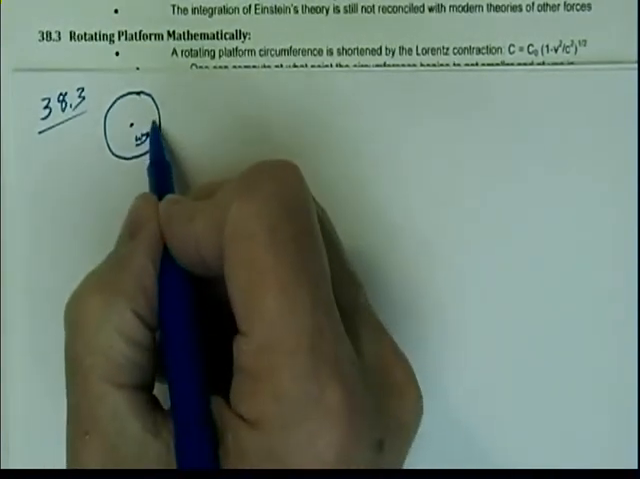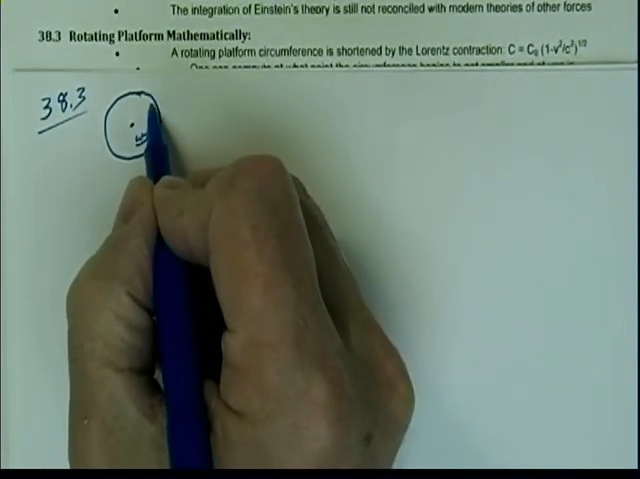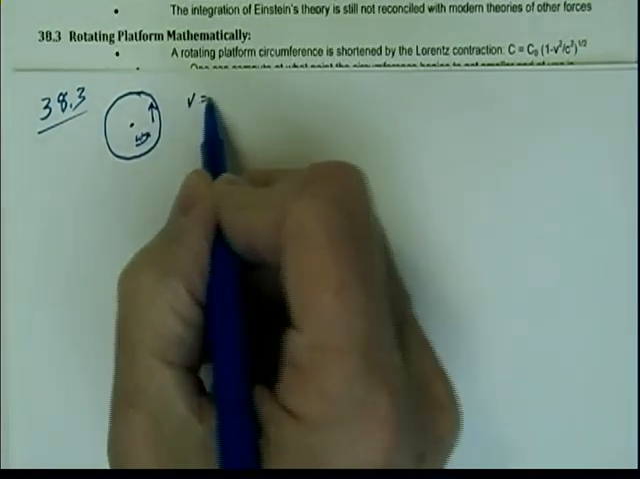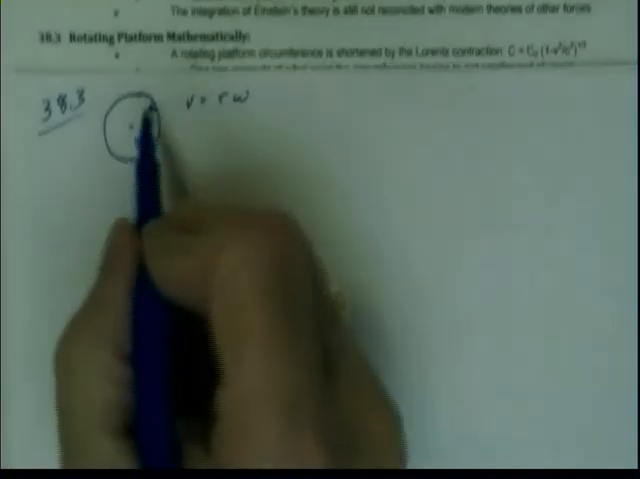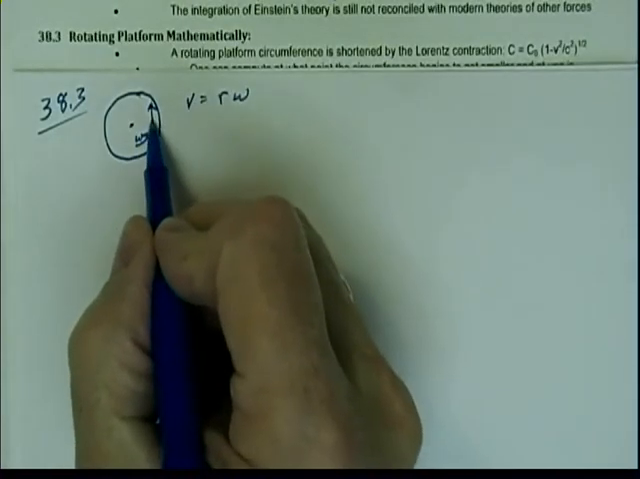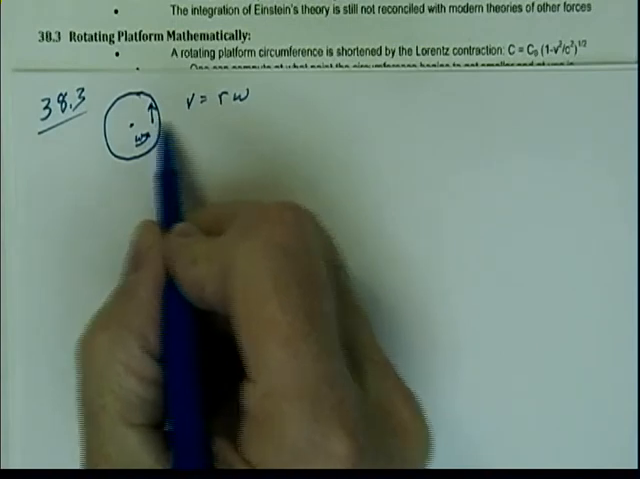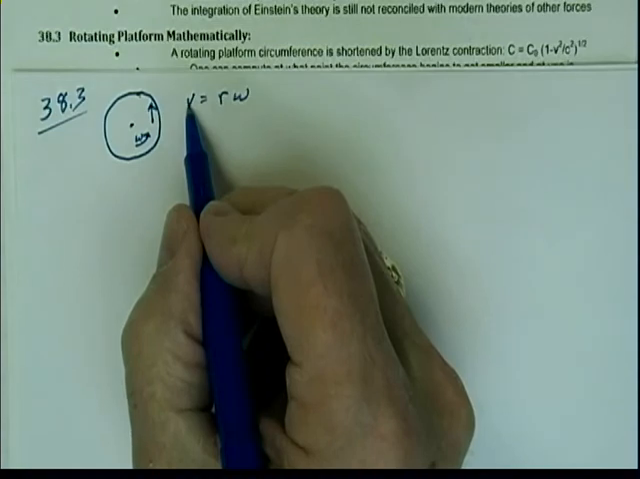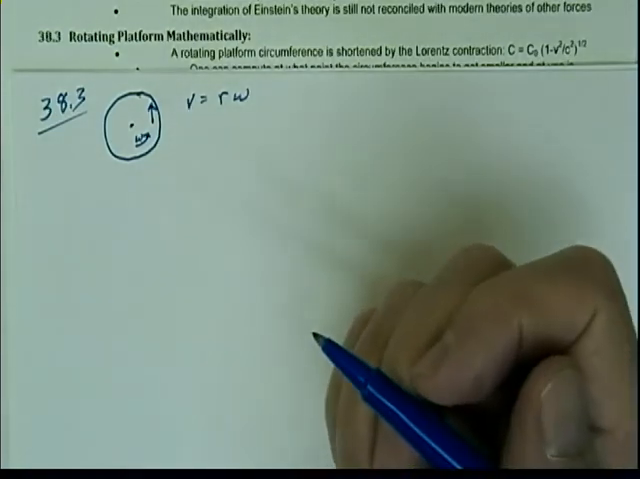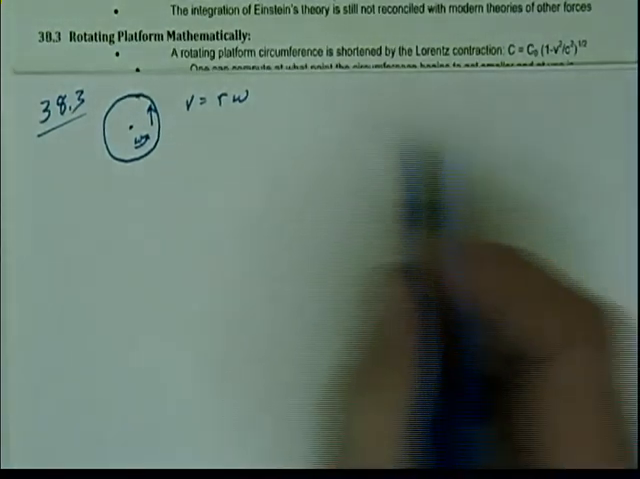And when it does that, a point out here is going to move with a velocity v, which is r times omega, as you recall from what we did with circular motion. As we go outward from the center, the velocity increases and increases. Since omega is constant, the further we go out, the greater the velocity is. And finally, that velocity can get enormous.